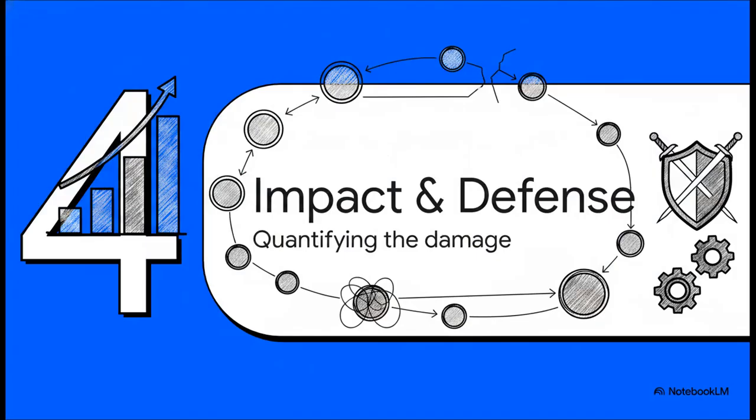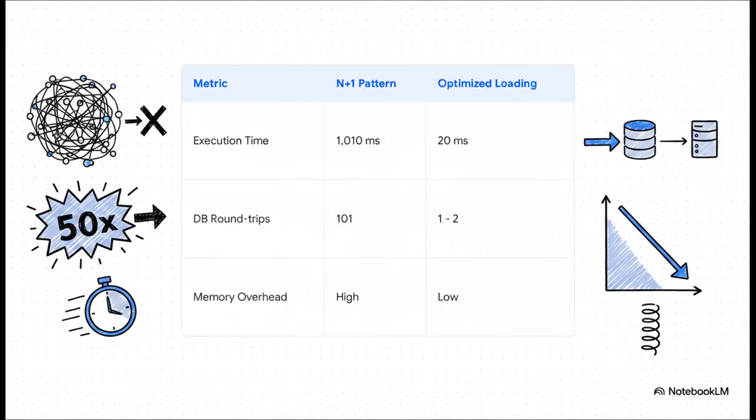So we know how to fix it. But what's the actual measurable impact of making these changes? And more importantly, how do we build a defensive strategy so these things never even make it to production in the first place? The payoff here is just staggering.